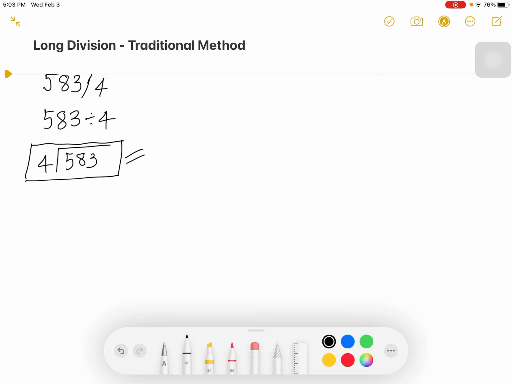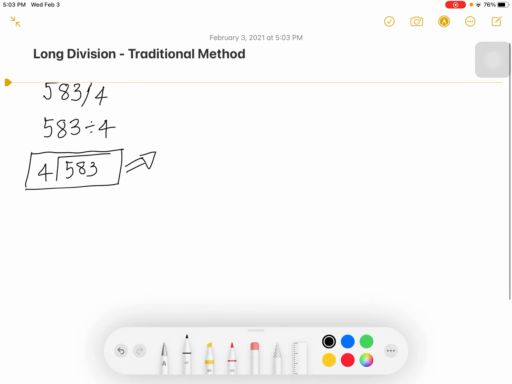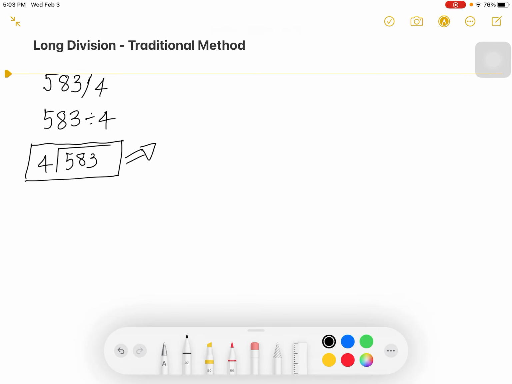I will rewrite the problem over here in our workspace so we can see how to work the problem. So, 583 divided by 4. We start by looking at our problem and we think, all right, I know in long division our process is "Does McDonald's Serve Donuts," which is our short saying for divide, multiply, subtract, and drop. So as we look at that, this is the process we must follow as we go through our problem.